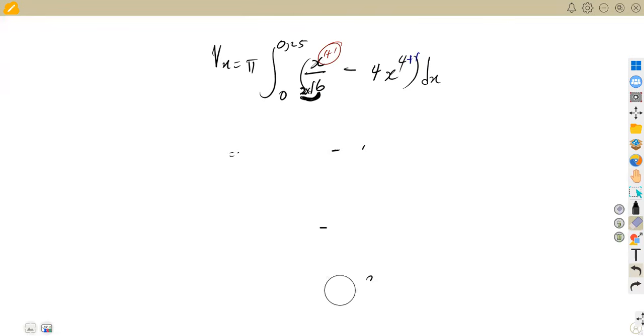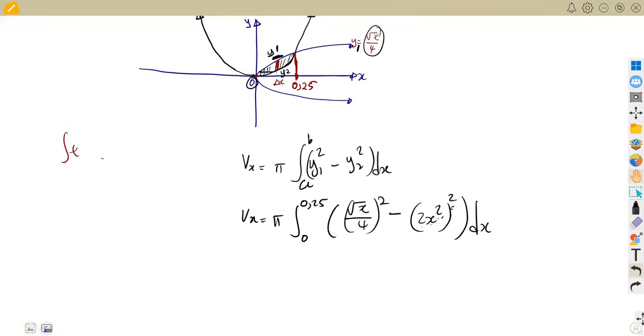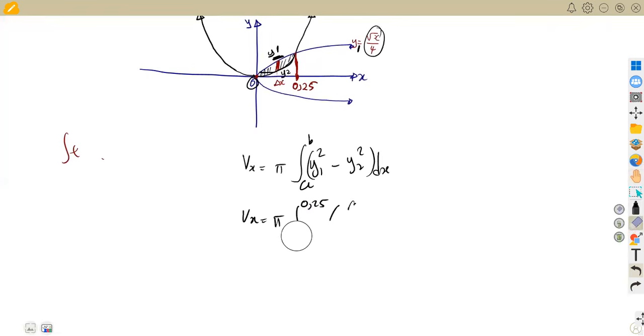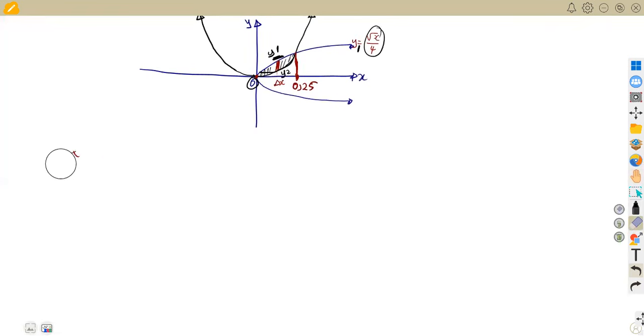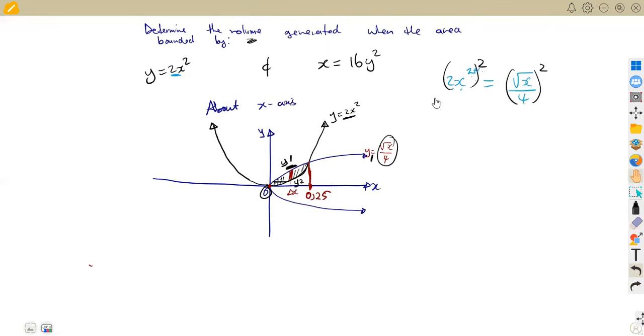What if it was a condition that this time we want this volume for the same set of graphs, but having our volume about the y-axis? What was going to happen in this case? Let us just consider that. We said our question here was about the x-axis. But let us consider the way that it was about the y-axis. What was going to happen in that case?